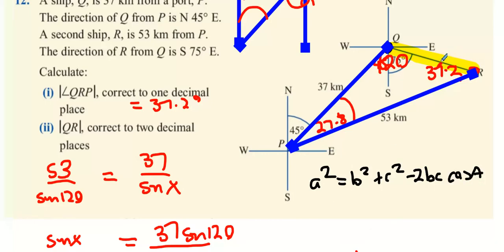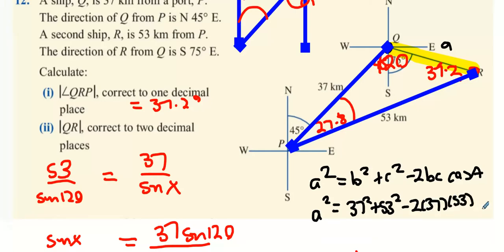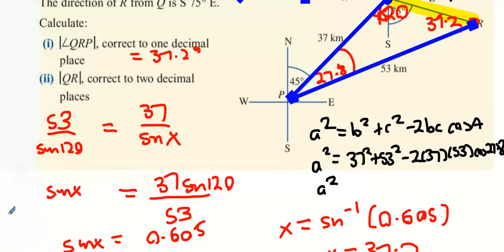We call the yellow line a. Is that okay? So we call it a squared. Now what's b squared? Will somebody put this into the calculator for me? 53 squared minus 2 times 37 times 53 cos what angle? What's the angle that's in between those two blue lines? 27.8. Okay. Put it all into your calculator and find the a squared value for me.